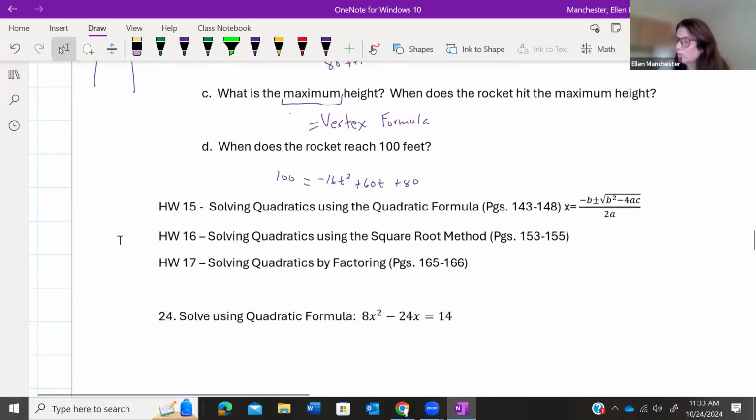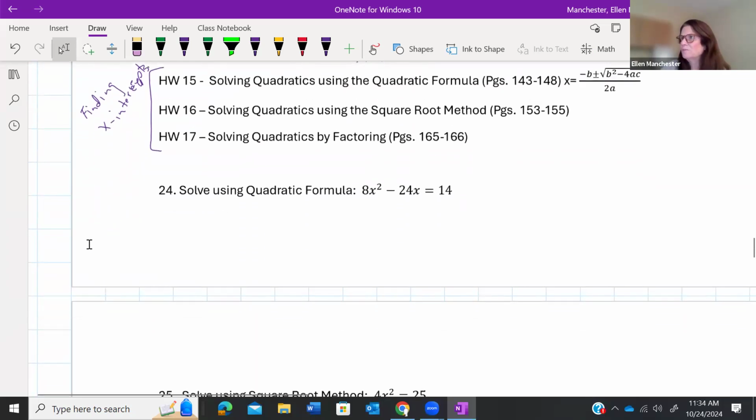Okay, and then the last 3 homeworks are all finding your x-intercepts. It's just 3 different methods. So in the test, you'll see a question just like this. Solve using the quadratic formula. Then it'll say solve using the square root method. Then solve by factoring. And then it says solve using method of your choice. So you can decide which method to use, but you have to show that you can do all 3.